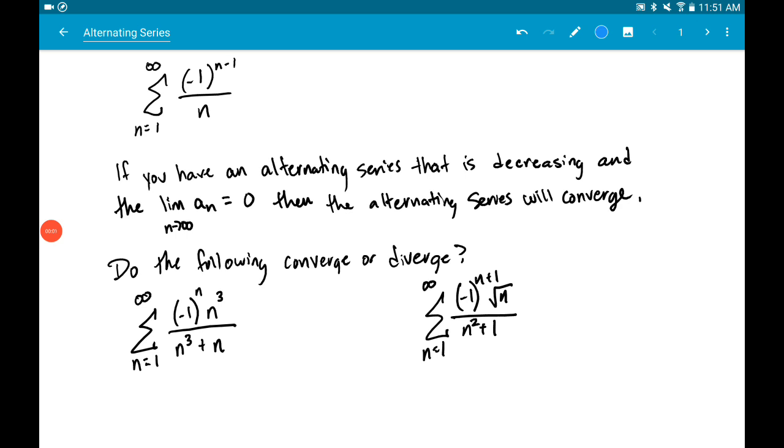Hey everybody, I got another series to talk to you about called the alternating series. I'll go over the definition real quick and then show you a couple examples. If you have an alternating series that is decreasing and the limit of each term approaches zero, then the alternating series will converge.